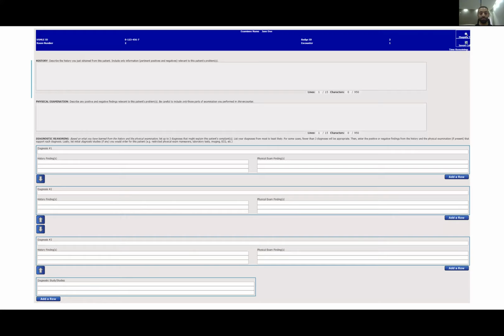Of course, this patient note is timed. You only have 10 minutes or some extra time if you leave early from the station, and it's typed. So if your typing is not really quick, you have to practice beforehand.